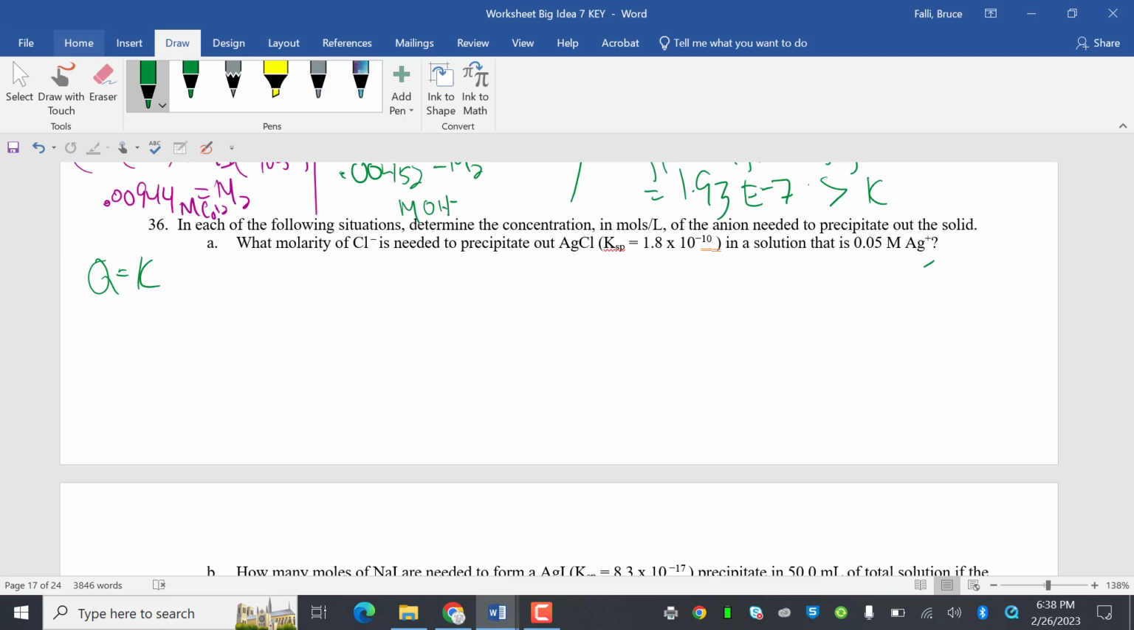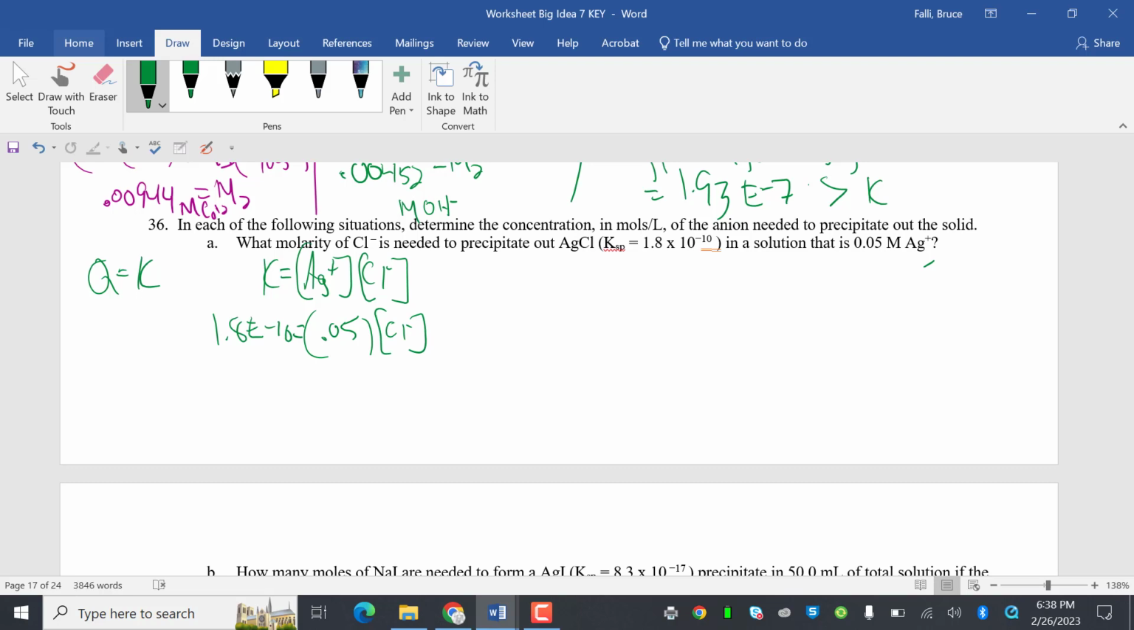So I'm going to start with K equals Ag positive times Cl negative. So K is 1.8 E negative 10 equals Ag positive 0.05. And I'm going to solve for Cl negative.